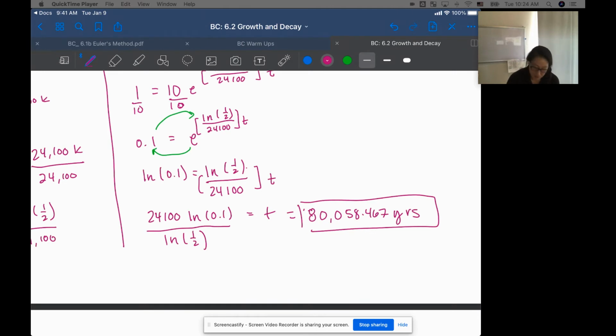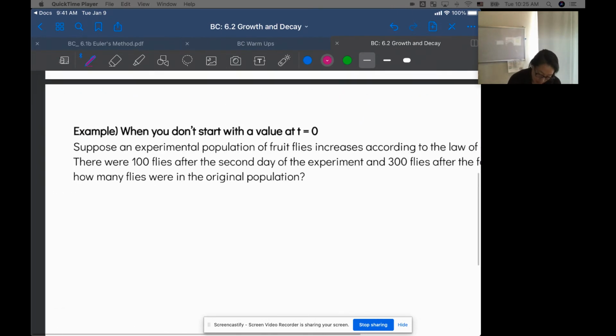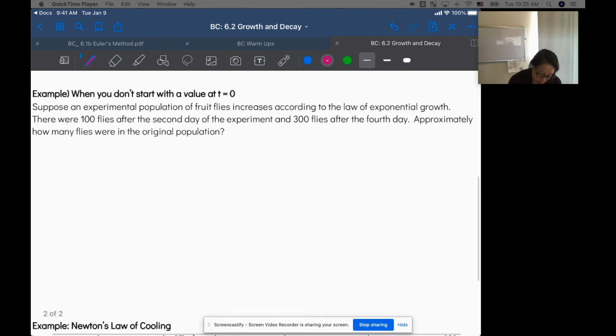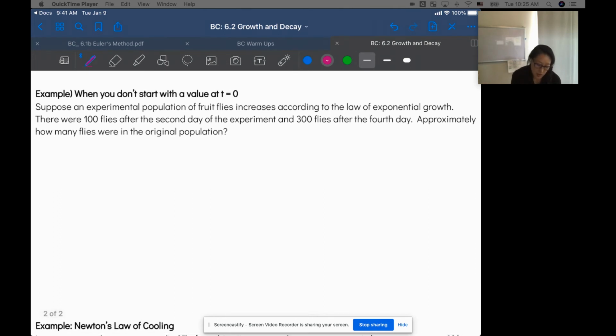It's going to take a long time. Okay, we're cutting in half and then half and then half again. Okay, so how about when we don't start with our C value? How do we do this again, y'all? So we have an experiment with fruit flies increasing according to the law of exponential growth. Okay, there were 100 fruit flies on the 2nd day and 300 fruit flies on the 4th day. So how many were in the original population?